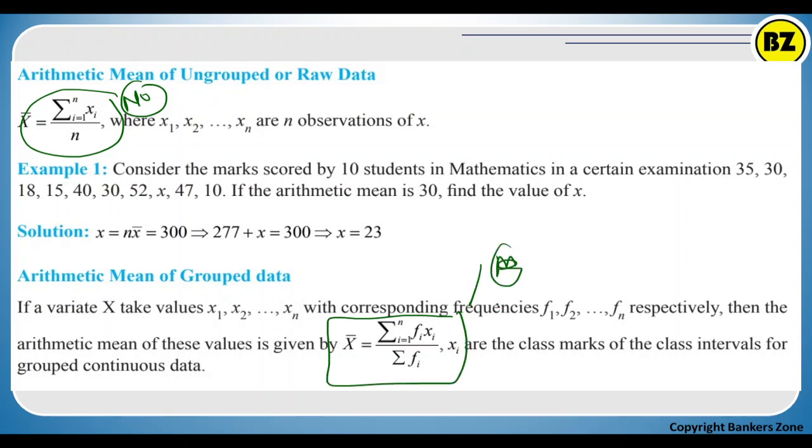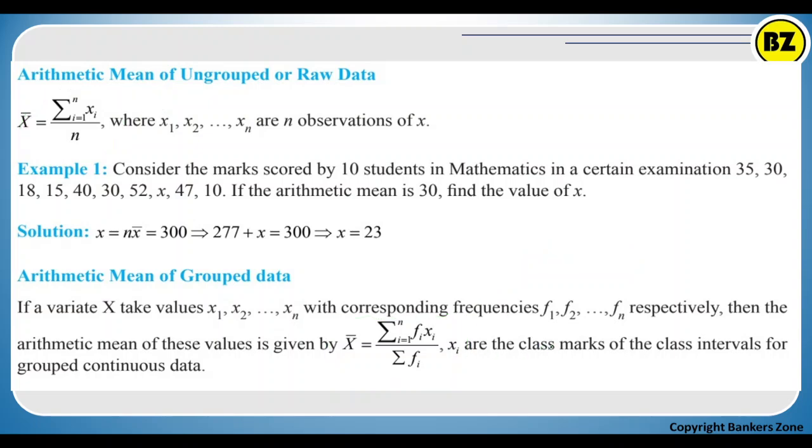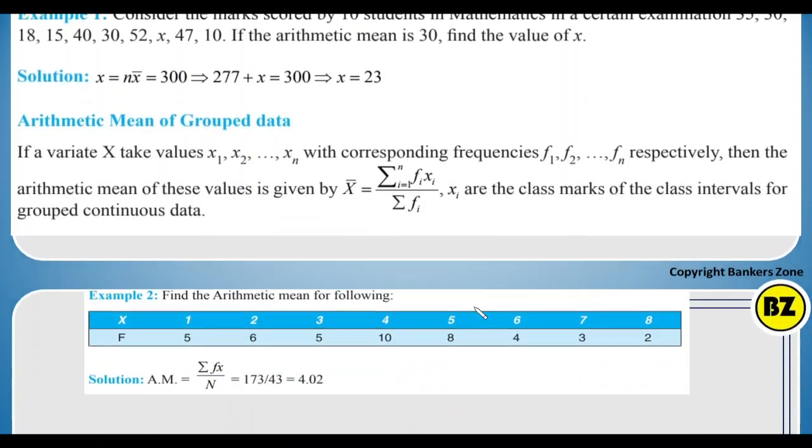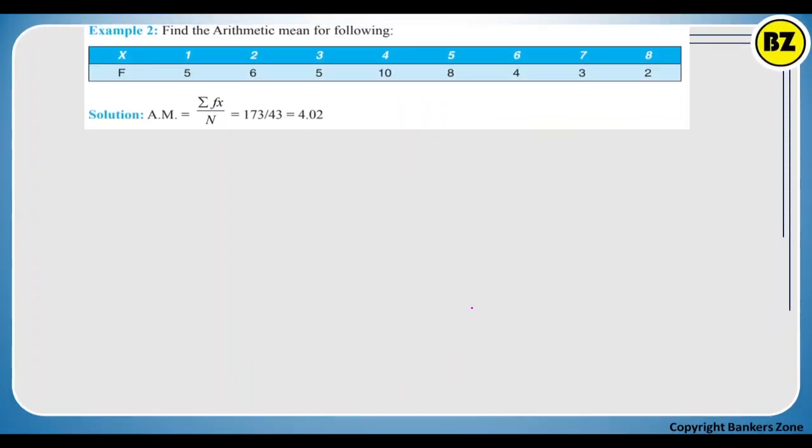You might be worrying about the formula, like there is summation, this is sigma, what can I do. But it is very simple. If you solve the numerical, you will find that there is no need to mug up this formula. It is so simple, right? So don't worry. Now through example you will get a better idea how to solve such a type of numerical.